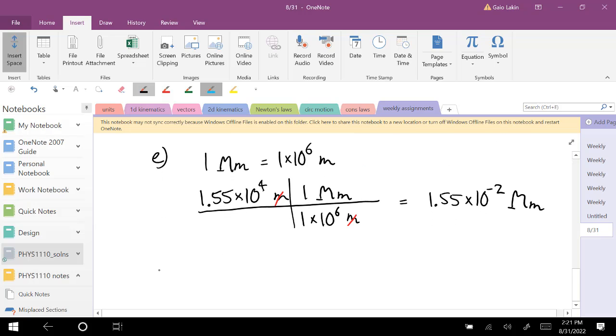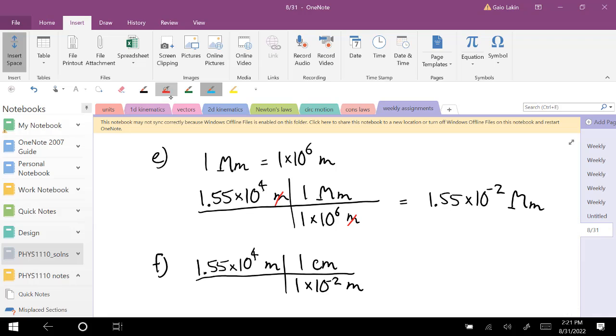And then the last one is centimeters. So 1.55 times 10 to the 4 meters. A centimeter, centi means times 10 to the minus 2. So we have 1 times 10 to the minus 2 meters is equal to 1 centimeter. And you get 1.55 times 10 to the sixth centimeters. Any questions about any of those?